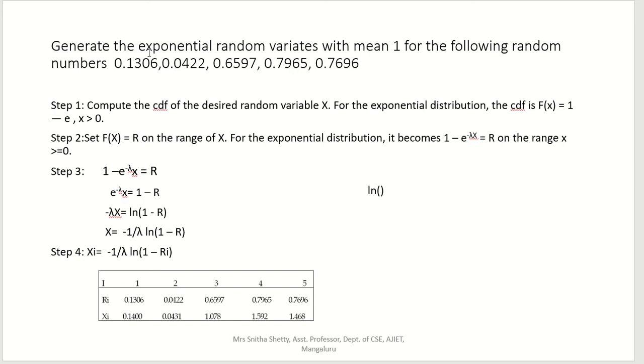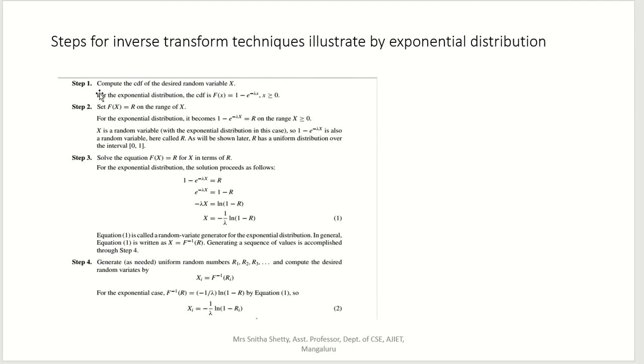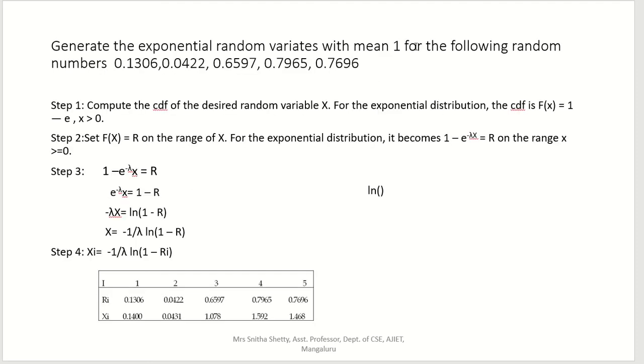Just count the number of random numbers. How many random numbers did they give? 1, 2, 3, 4, 5. So they gave 5 random numbers, so you should generate 5 random variates. Now let's follow the algorithm. What does the algorithm say? Step 1: write the CDF. Here in the question they mentioned generate the exponential random variate, which means this is an exponential distribution.